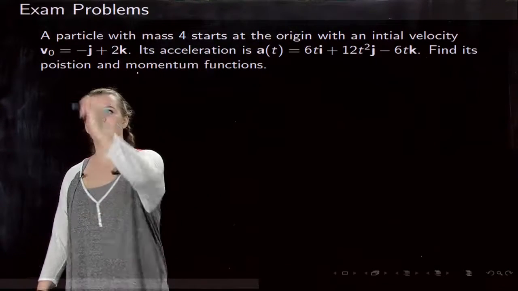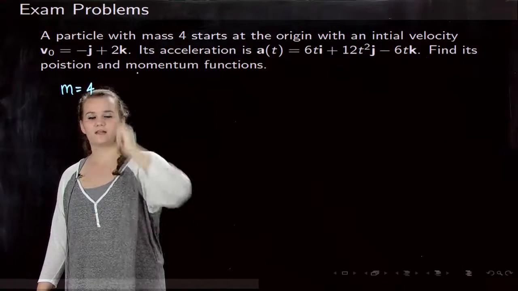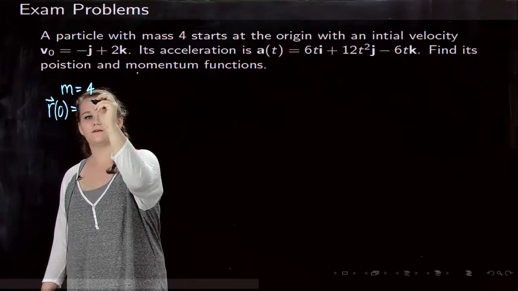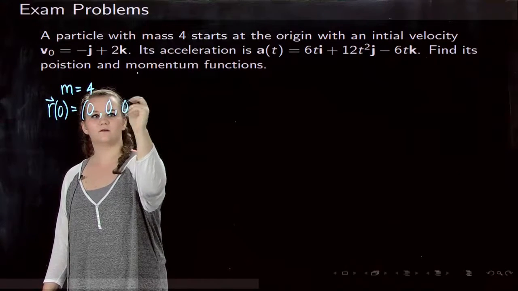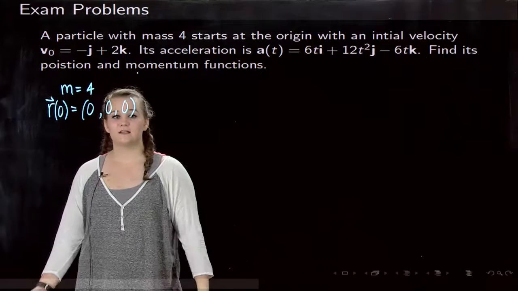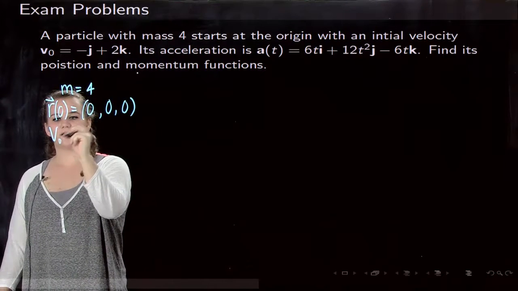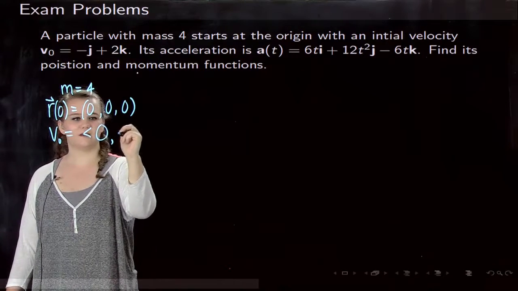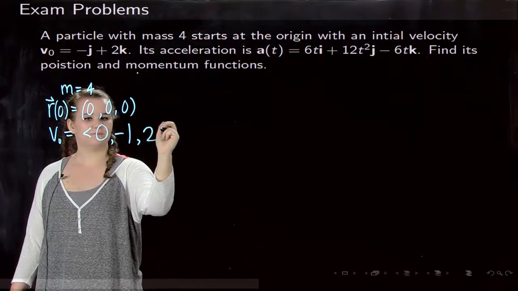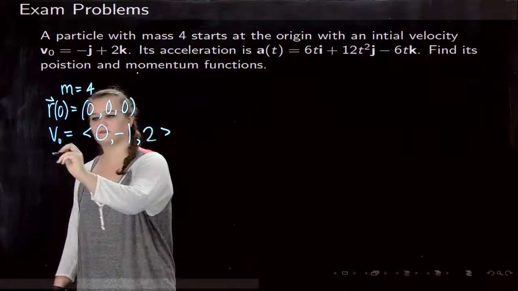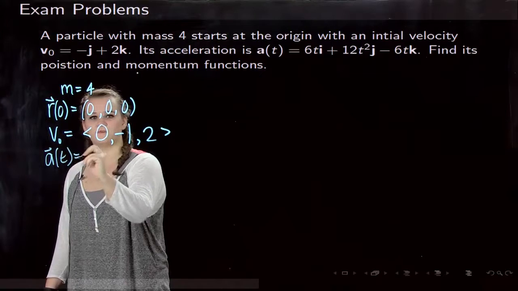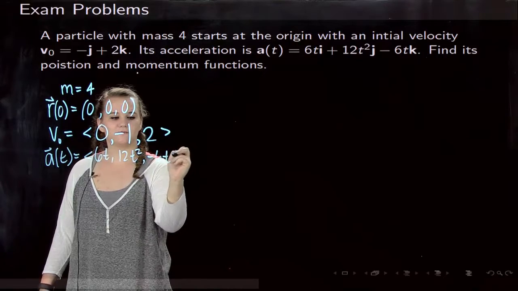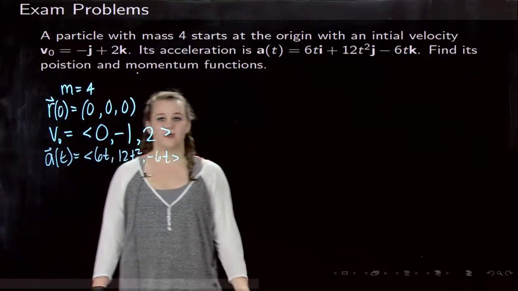We have a particle with mass equals 4, and it starts at the origin. So your r of 0 is going to be 0, 0, 0. So that's your initial point. It has an initial velocity of v naught, which we're going to write here, equals 0, -1, 2. So it has no x component. Its acceleration is a of t equals 6t, 12t squared, and -6t. So we need to find its position and momentum functions.